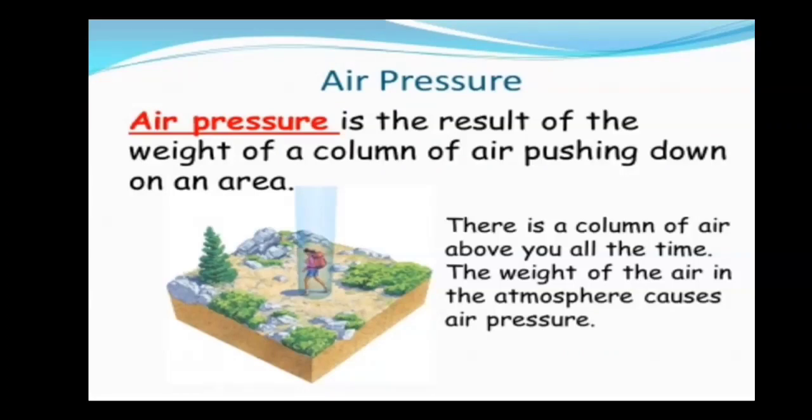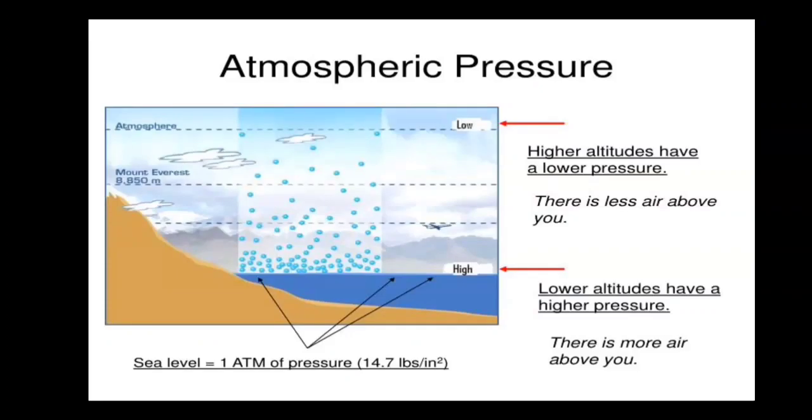Air pressure. Air pressure is the result of the weight of a column of air pushing down on an area. There is a column of air above you all the time. The weight of the air in the atmosphere causes air pressure. Atmospheric pressure: lower altitudes have a higher pressure. Higher altitudes have a lower pressure.